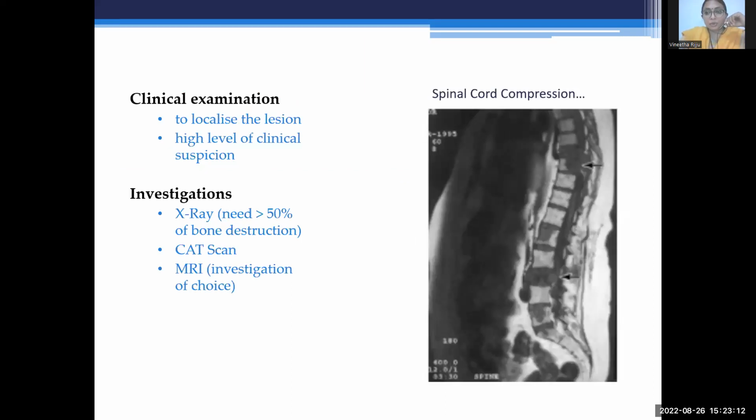Yes, so like I told you, clinical examination is very important. It helps you to localize a lesion, and again, investigations are going to just confirm your clinical examination findings. So what is the investigation of choice? It is MRI, right? So many of the times, MRI may be difficult to access at the point that you are working at. So just in case MRI is not easily accessible, your next choice is definitely X-ray. But mind you that more than 50% of bone destruction is required for the changes to be evident on an X-ray.